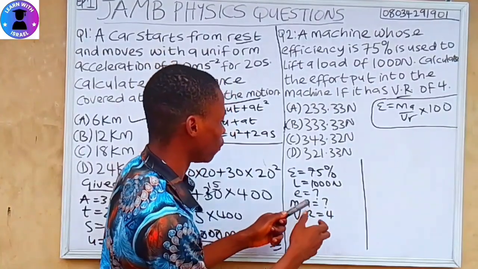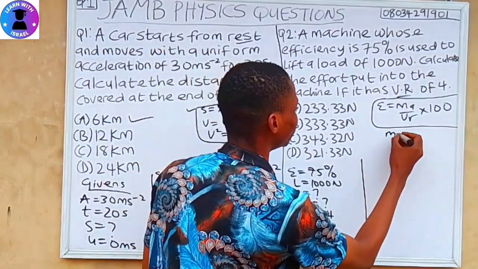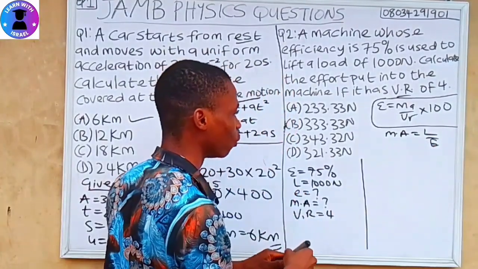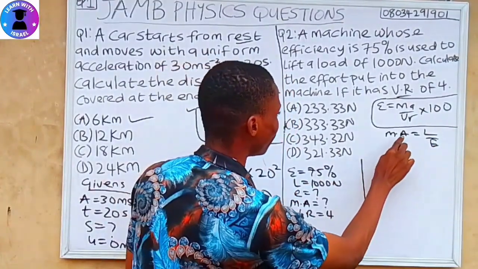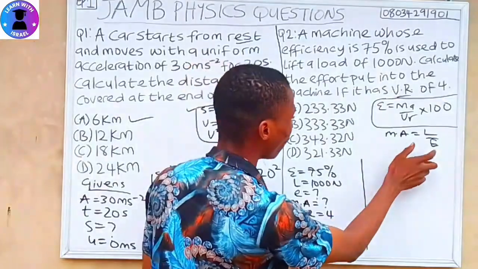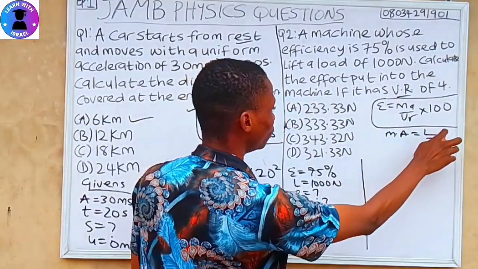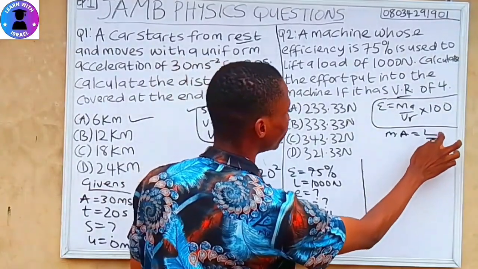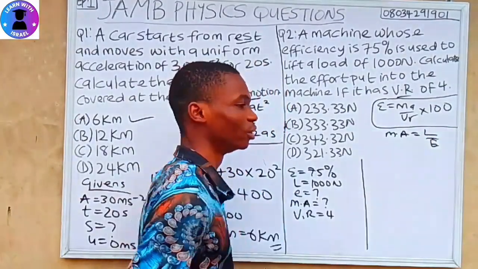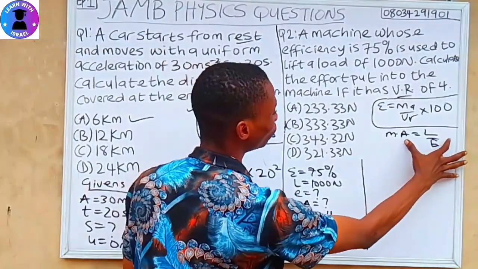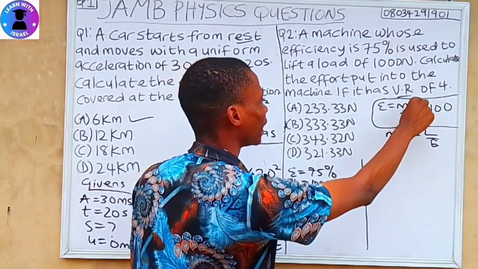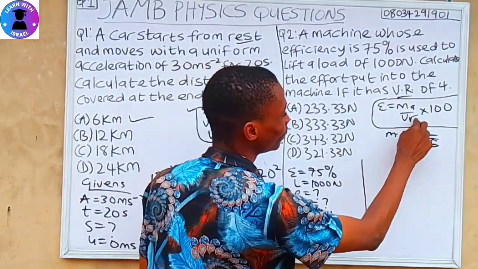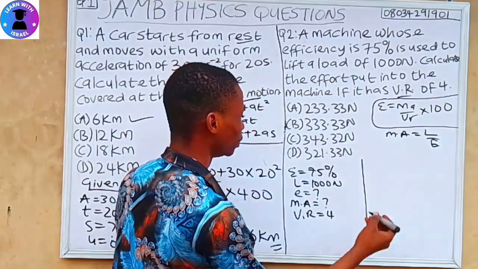Before we can get it, the formula for mechanical advantage is load over effort. So we don't have our mechanical advantage and we don't have our effort. How do we get our effort? We only know our load as 1000 Newton, so we cannot continue with this. We have to find our mechanical advantage using this formula, since we have our efficiency here and our VR, which is velocity ratio.